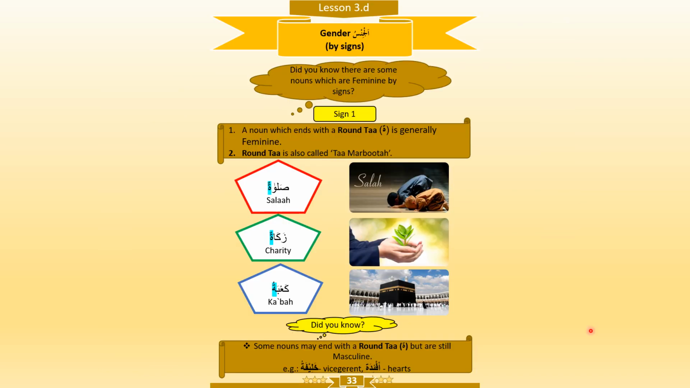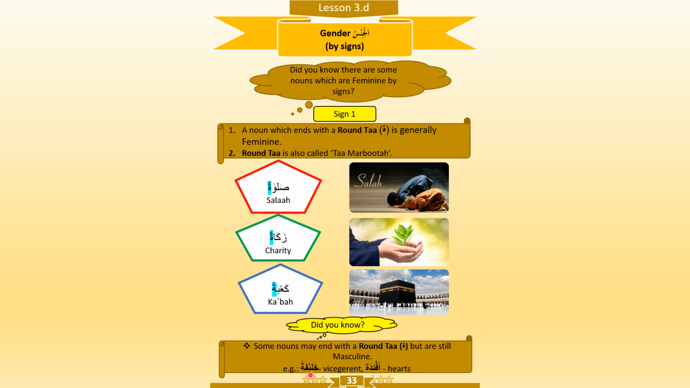We can now turn to the book. We're on page 33, lesson 3D, gender, al-jins, by signs. Did you know there are some nouns which are feminine by signs? Sign 1: it ends in round ta, ta marbuta. And these are the examples. The example added here is ka'batun. We normally say ka'ba when we're stopping, but to bring out the ta marbuta, we say ka'batun. There's the ta marbuta highlighted. So we know ka'ba is feminine in Arabic.